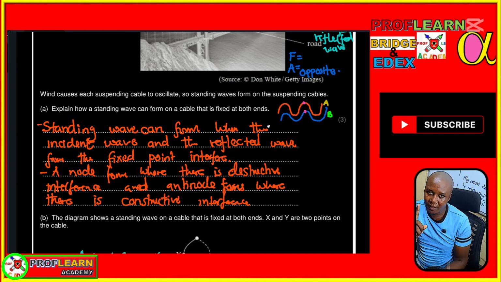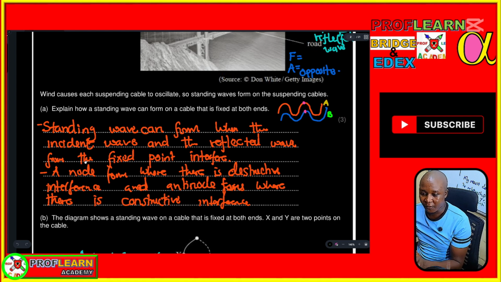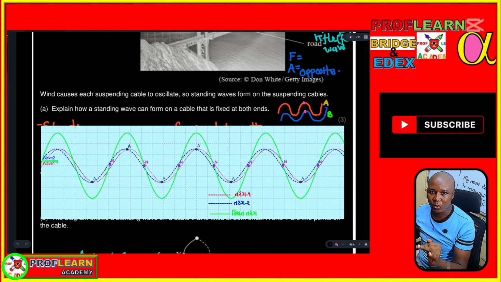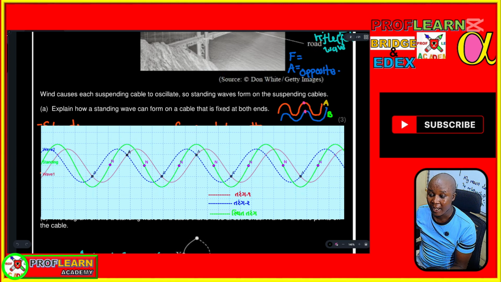These two waves must have the same amplitude. They must also have the same frequency, but they are traveling in opposite directions. So I responded to that and said a standing wave can form when the incident wave and the reflected wave from the fixed point interfere. Then when the two waves interfere, we're going to have constructive and destructive interference. Where constructive interference takes place, that's where we are going to have a maximum displacement, and that's what we are going to call an antinode.